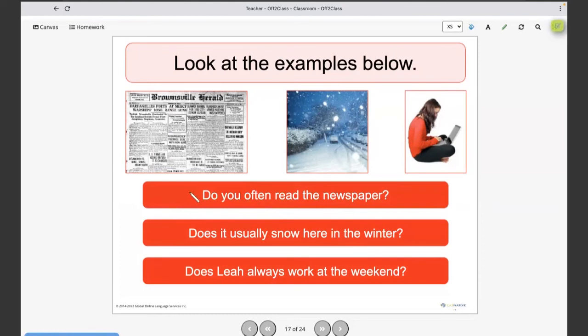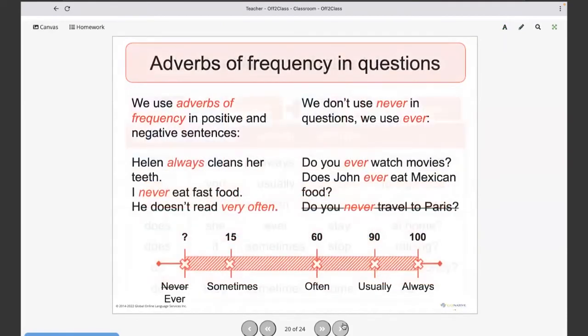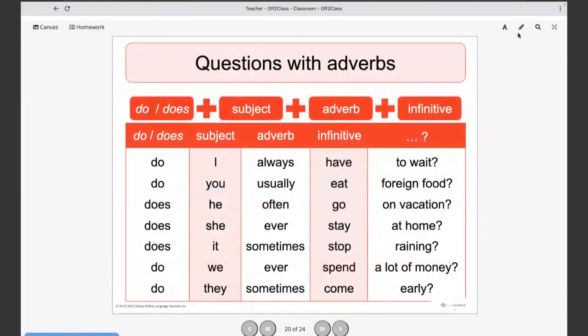Okay, let's read the examples and you can see that everything is normal. The adverb of frequency is always before the verb. It's a positive sentence, and the question works normally. So here, you often read the newspaper. Do you often read the newspaper? It usually snows here in the winter. Does it usually snow here in the winter? Leia always works at the weekend. Does Leia always work at the weekend? Okay, that's it. Here you don't have a problem. The sentence stays as it is and I put do or does, even if I have an adverb of frequency, don't think about it. It's not like in the past. But never, I don't use it. Like here, did you see it? The adverb of frequency is normal, before the verb.